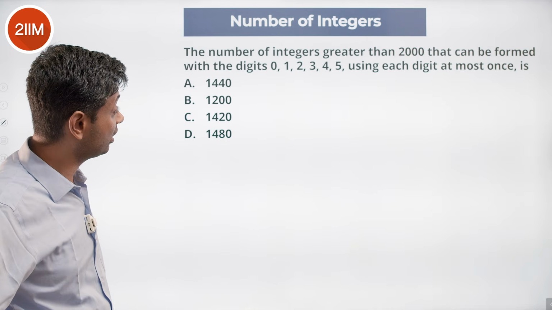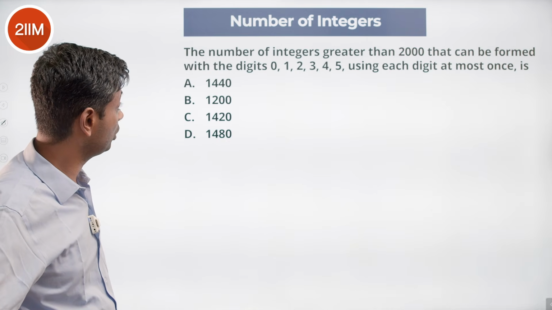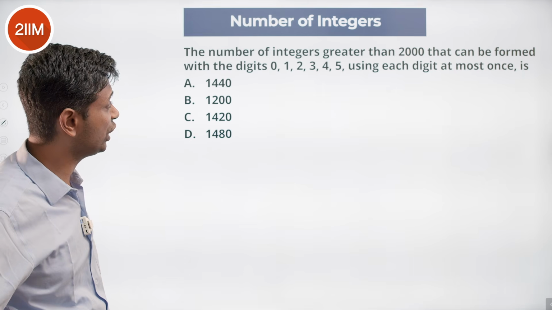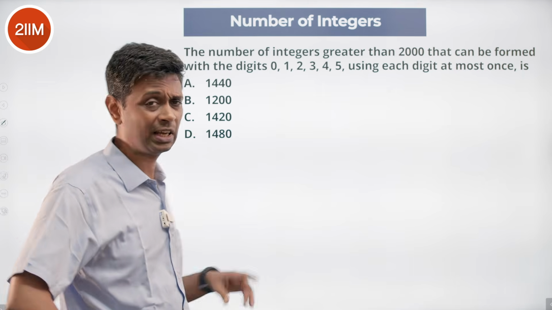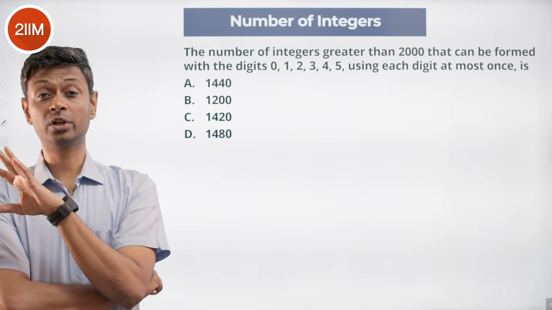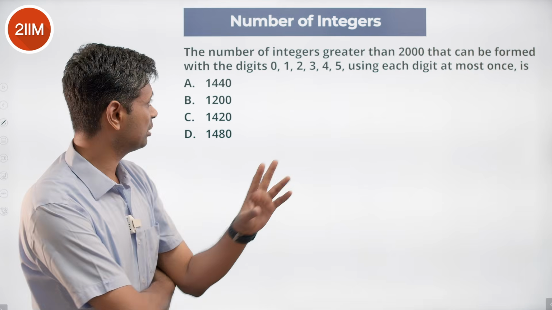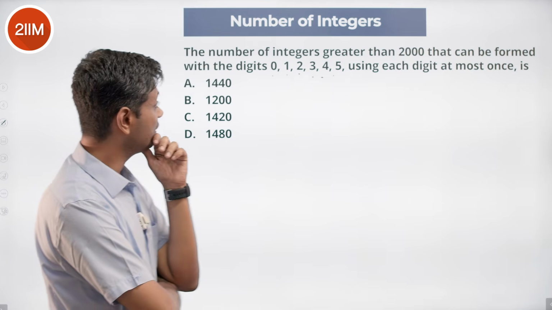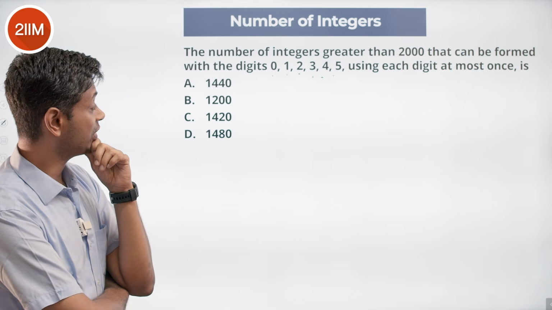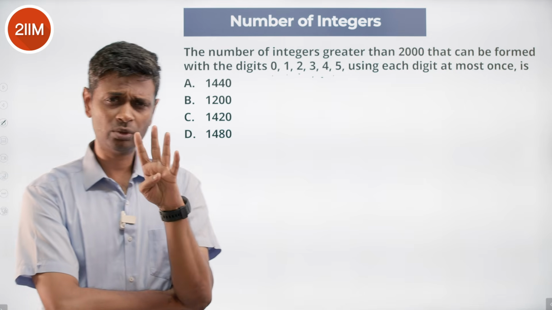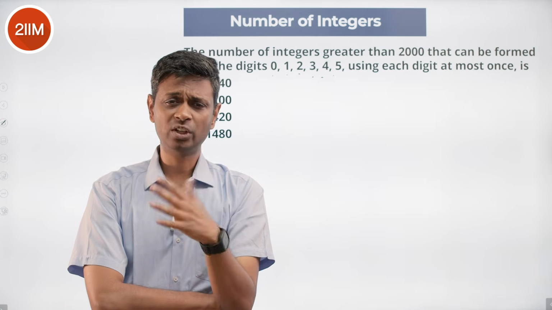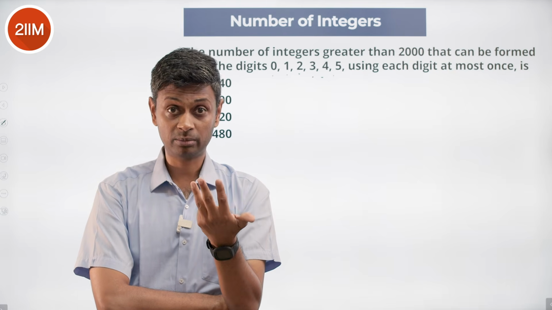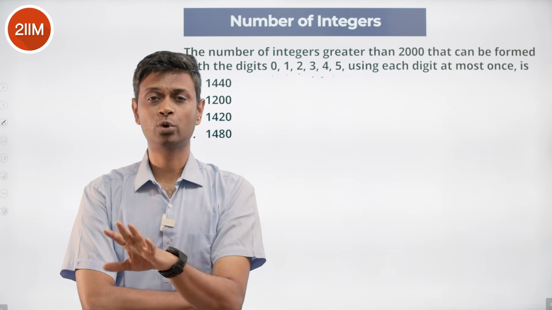Next one. The number of integers greater than 2000 that can be formed with the digits 0, 1, 2, 3, 4, 5, using each digit at most once. At most once means no repetition. So maximum we can form 1, 2, 3, 4, 5, 6 digit numbers. Using these 6 digits, we want to find all integers greater than 2000. 2000 is a 4-digit number. We are basically counting all 5-digit numbers, all 6-digit numbers, and then some 4-digit numbers.